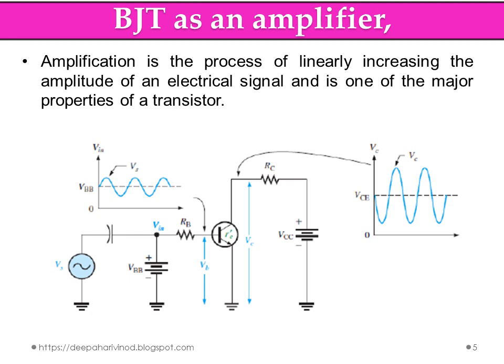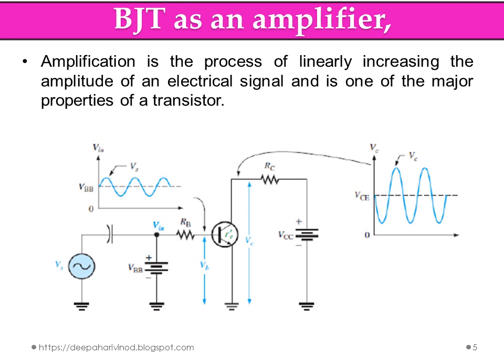BJT current gain is denoted as beta. It is biased to operate in the active region. That is, for the transistor to work as an amplifier, it should be operated in the active region. To operate the transistor in the active region, the emitter base junction should be forward biased and the collector base junction should be reverse biased. When the emitter base junction is forward biased, it has low resistance, and when the collector base junction is reverse biased, it has high resistance.